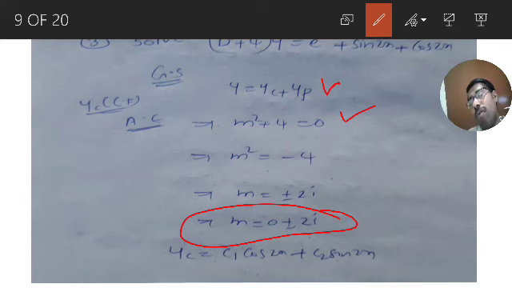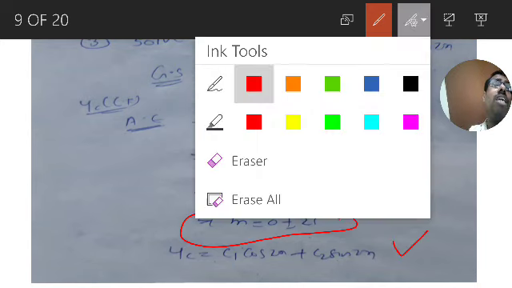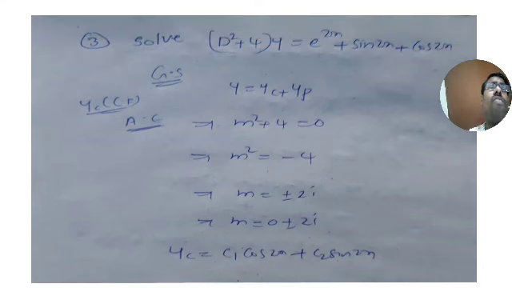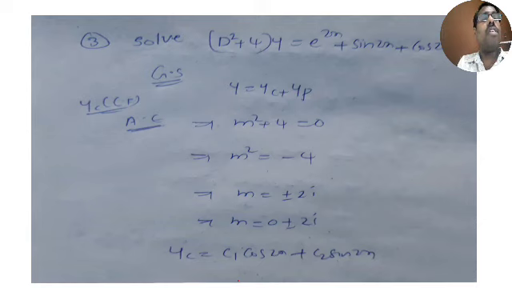What is e power of 0x? It means e power of 0, and e power of 0 means 1. Therefore yc is equal to c1 cos 2x plus c2 sin 2x. This is yc, which we are finding in every problem that has come across up to now. I think you are familiar with this. We got yc: yc is equal to c1 cos 2x plus c2 sin 2x.